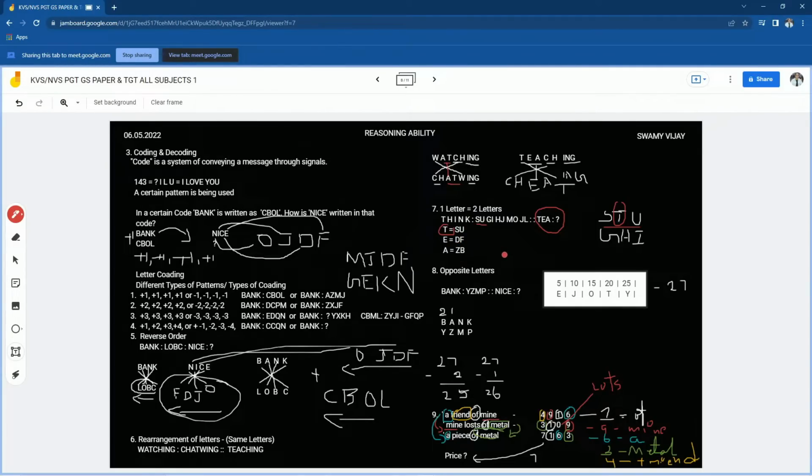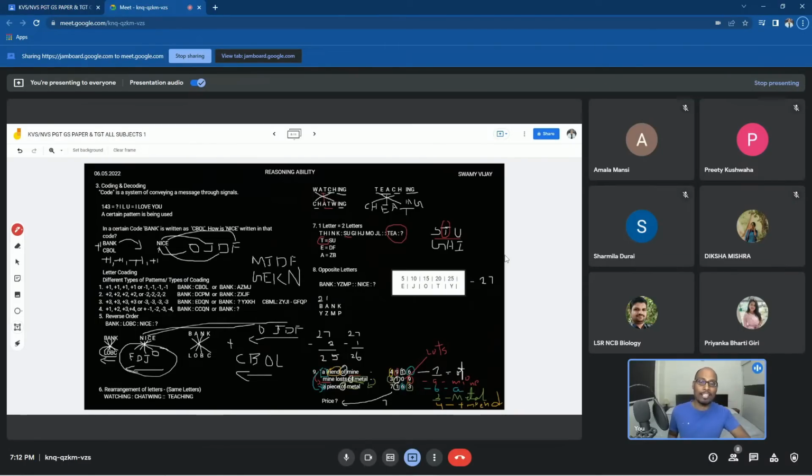SUDFZB. Right, good girls. All are good, and good boys also. Rajesh sir, you also got the same answer? SUDFZB. Right, so you understood, Preeti? Yes, sir. SUDFZB.